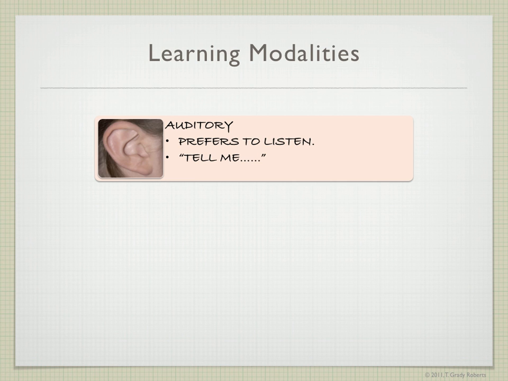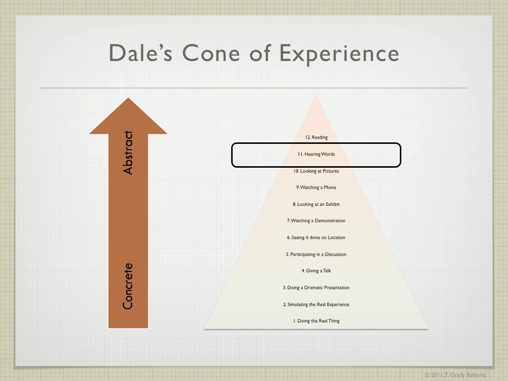If we think about learning modalities, questioning really hits on the auditory learners because they prefer to listen to things, and questioning is a very oral auditory activity. If we think about Dale's Cone of Experience, questioning falls near the top of the cone under the hearing words portion of the cone. And so it's a relatively abstract learning activity in that it's just hearing words.